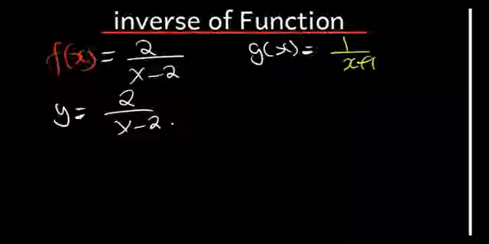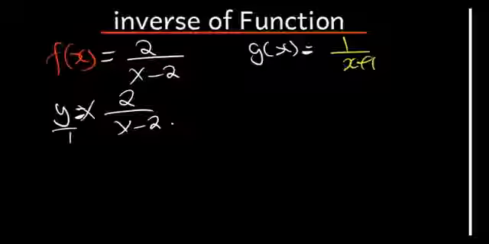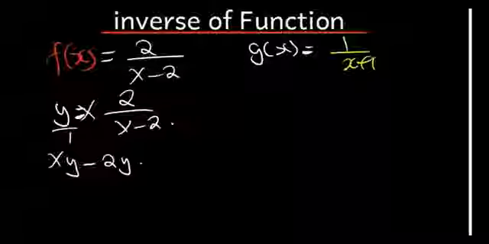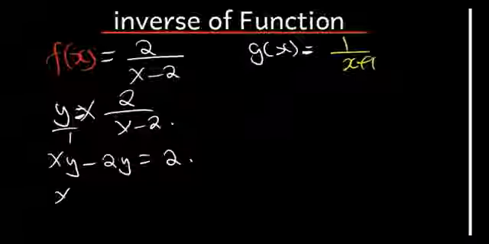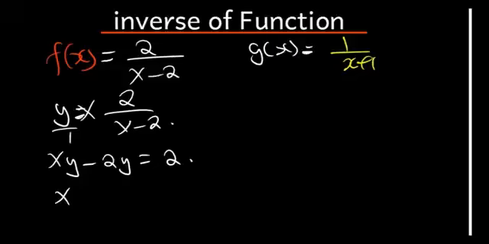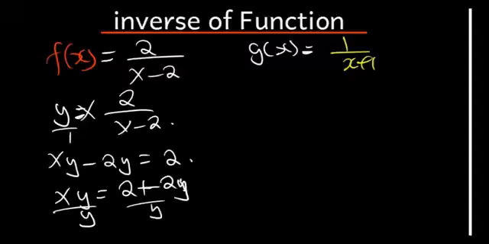So I'll cross multiply. This is going to be xy minus 2y, equal to 2. So my goal is to make x the subject of the formula, so I'm going to shift 2y to the other side. xy has to be equal to 2 plus 2y. From here I'm going to divide both sides by y. Therefore my x will be equal to 2 plus 2y divided by y.